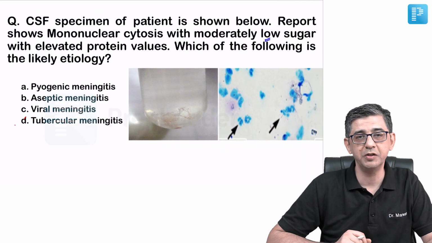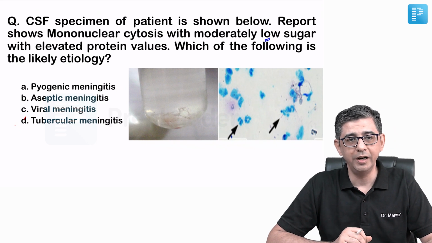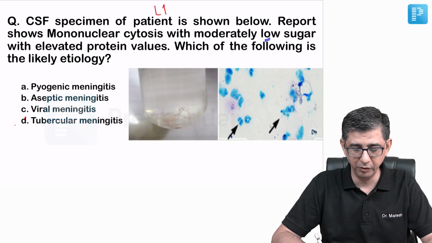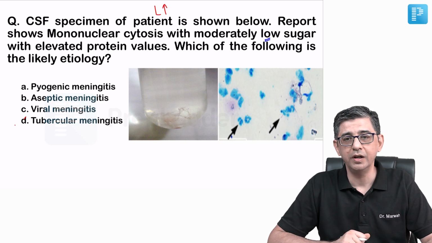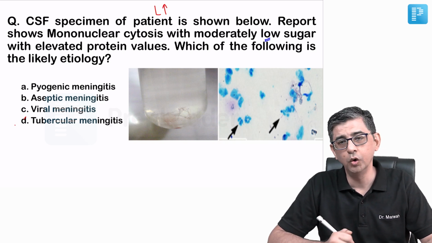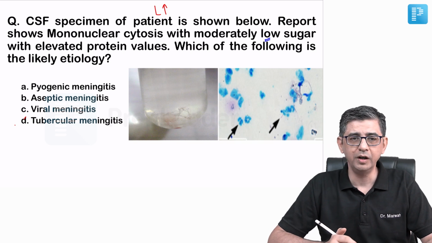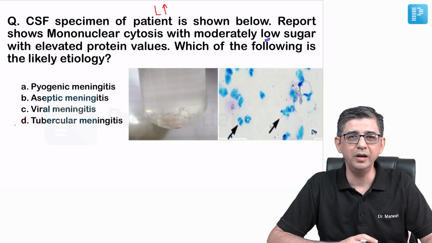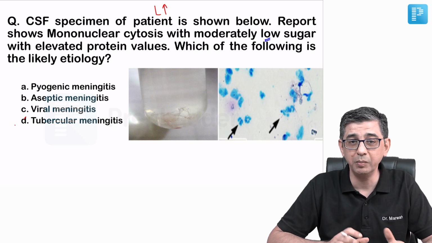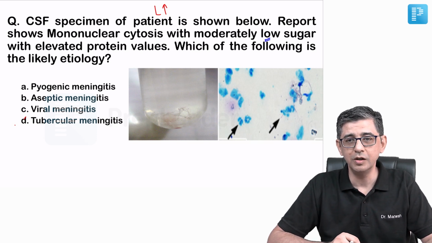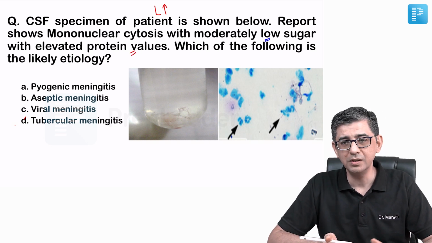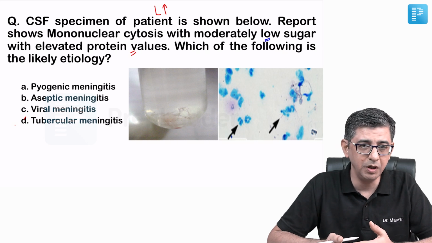It said a CSF specimen of the patient was shown and it showed mononuclear pleocytosis, which probably points towards increased lymphocytes. And then it says there are moderately low sugar values. When it comes to pyogenic meningitis, most of the time the sugar values are dramatically reduced and most of the time can even become zero. So here he's talking about moderately low sugar with elevated protein values, which means that at least two options can be easily ruled out.